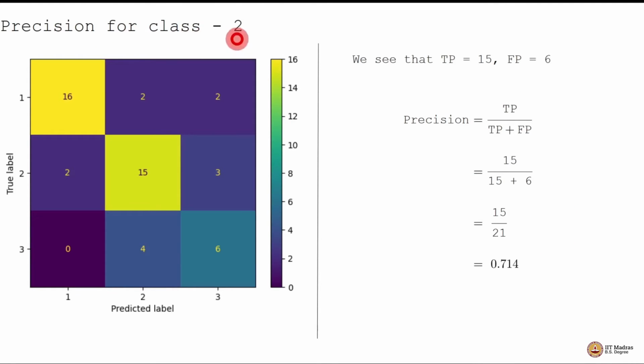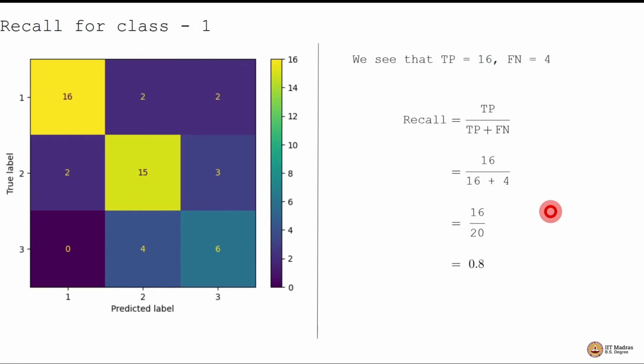Likewise, we can calculate precision for class 2. Now true positives are going to be 15 because we are going to take class 2 as the positive one. Likewise, if you look at this column, 4 plus 2, 6 values, there are false positives. So false positive is 6. Again, putting it in the formula, we get the value 0.714. Similarly, for class 3, we have this time true positive as 6, and there are 5 false positive predictions, and again we get the value 0.545.